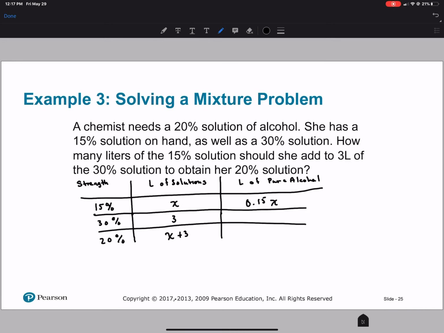0.15 times X. Now, the 0.15 came from 15%. You change percent to decimal. Same here. You're going to have 0.30 times your 3 because it'll be the 30% times 3. And for here, we got 0.20 times your what? X plus 3.